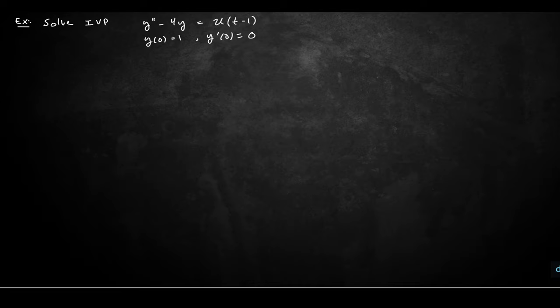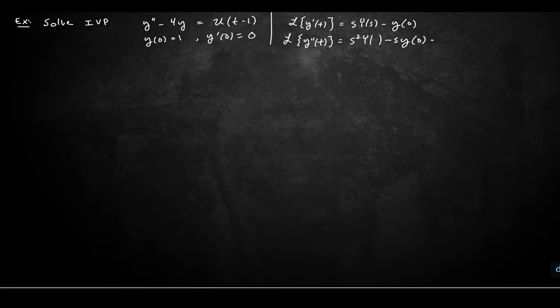So let's just do a quick recall that Laplace of y prime of t would have been s capital Y of s minus y of 0, and Laplace of y double prime of t would have been s squared Y of s minus s y of 0 minus y prime of 0. So just a recap from last time. Any questions?